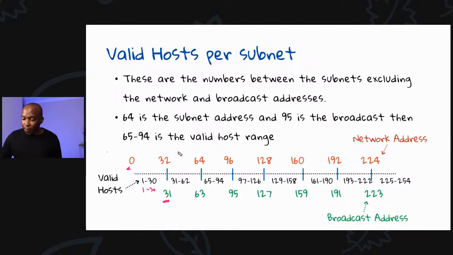On subnet B, 32 is the network address, 63 is the broadcast address, and what's in between, 33 to 62? That's what constitutes the usable IP addresses. And in the third subnet, 65 and 94 is what sits in between.